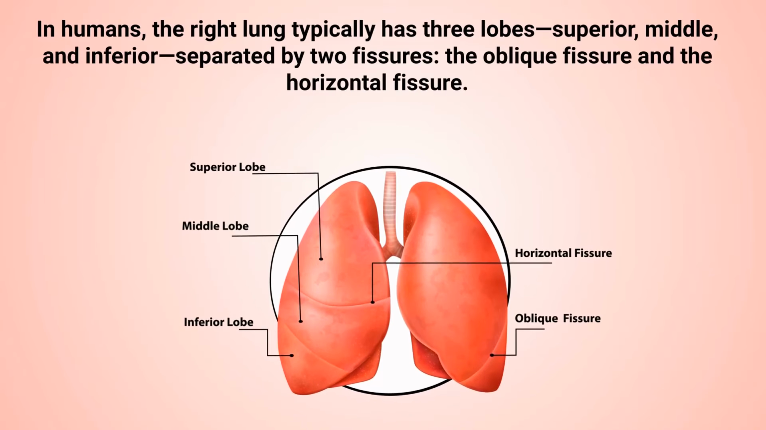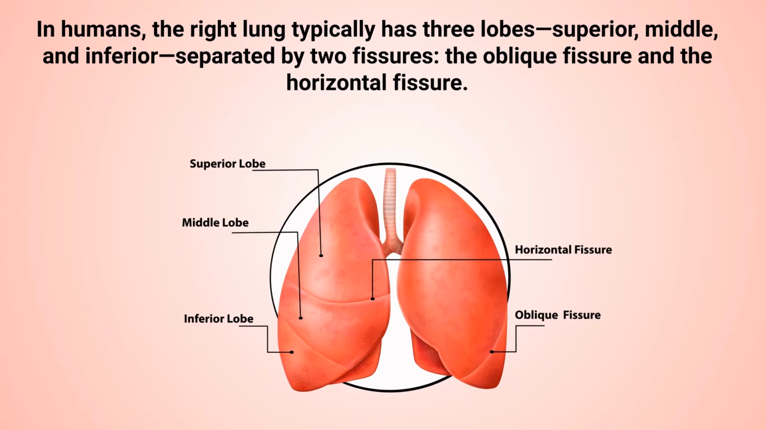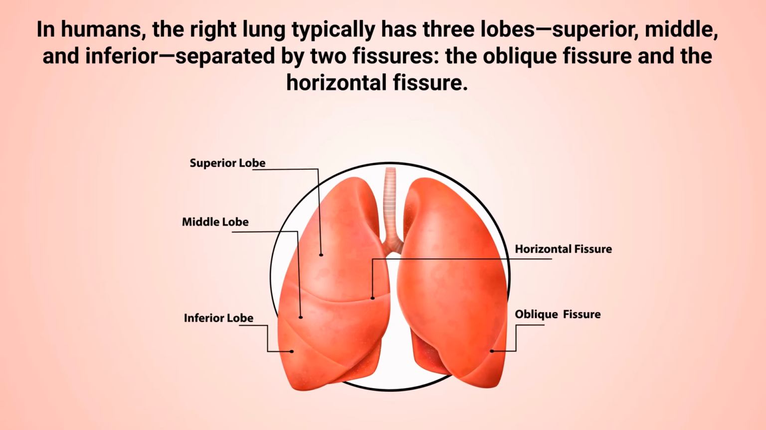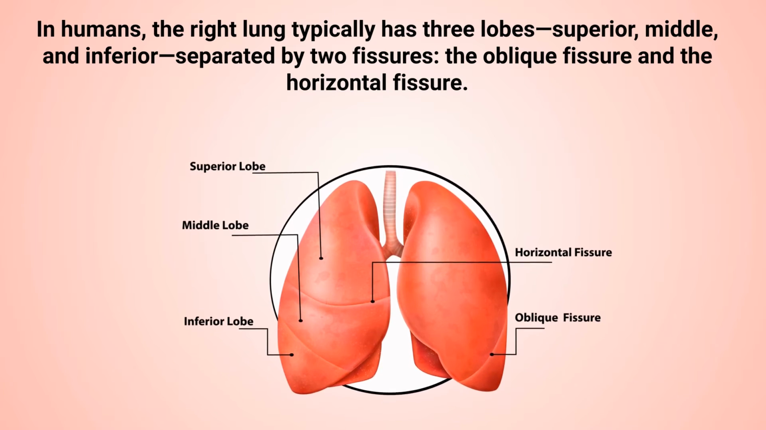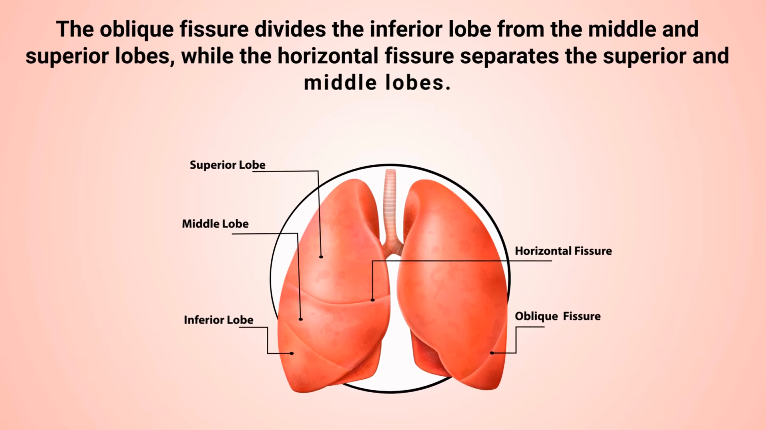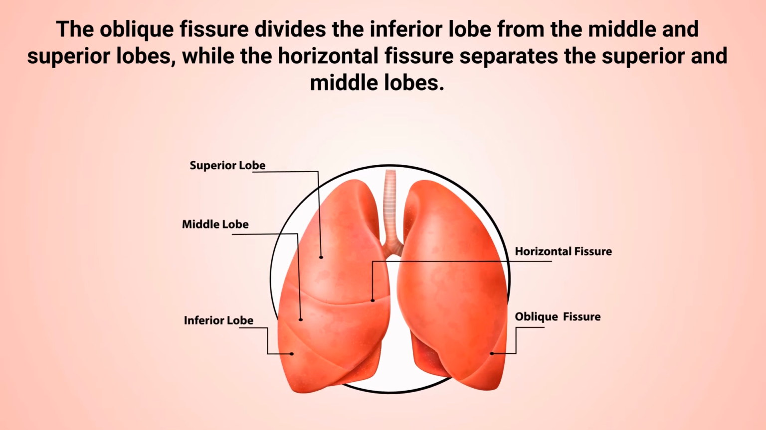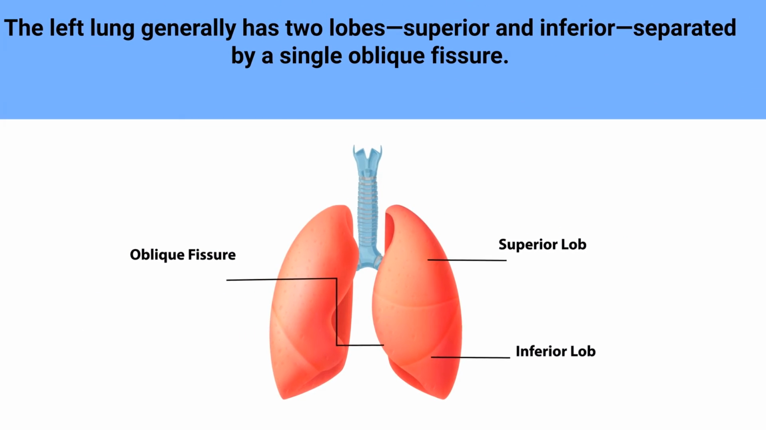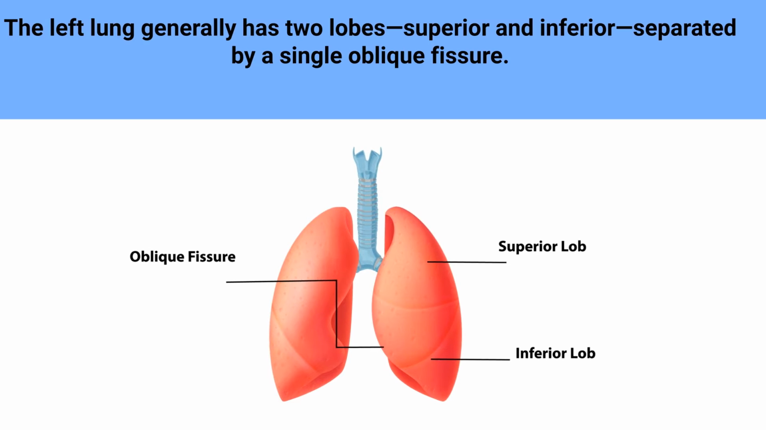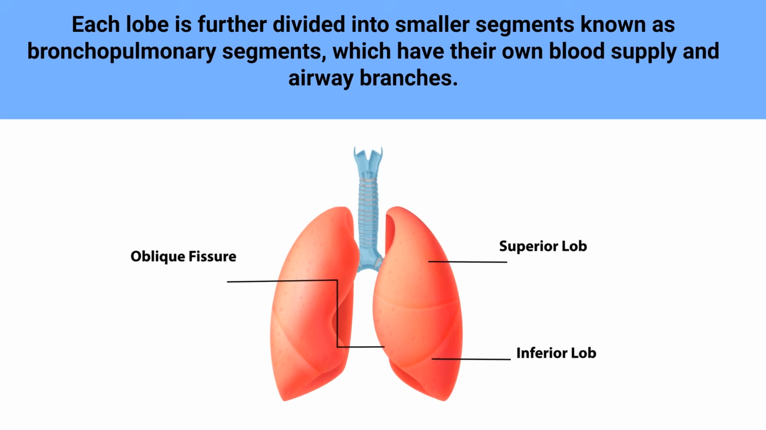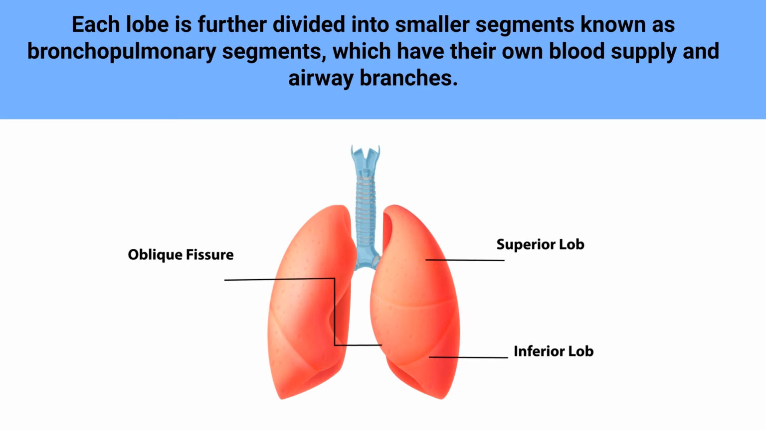In humans, the right lung typically has 3 lobes: superior, middle, and inferior, that are separated by 2 fissures, the oblique fissure and the horizontal fissure. The oblique fissure divides the inferior lobe from the middle lobe and superior lobes, while the horizontal fissure separates the superior and middle lobes. On the other side, the left lung generally has 2 lobes, superior and inferior, that are separated by a single oblique fissure.